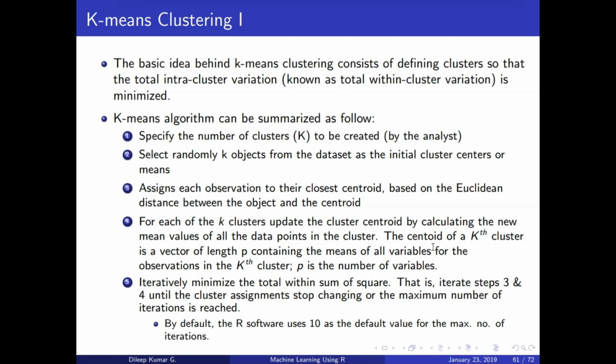So how do you find the closest centroid? That is based on the Euclidean distance between the objects and the centroid value. Then once the observation is assigned to the cluster, you need to update the centroid value. The centroid value is updated after assigning the sample to the cluster, and you iteratively minimize the total within sum of square. This measure has to be minimum so that the clusters are formed correctly. So the objective is to have the minimum sum of square value. By default, R uses 10 as the default value for the maximum number of iterations. So these are the algorithmic steps.